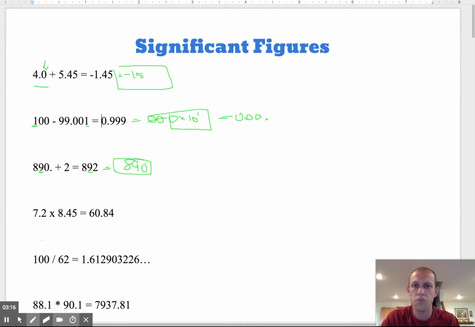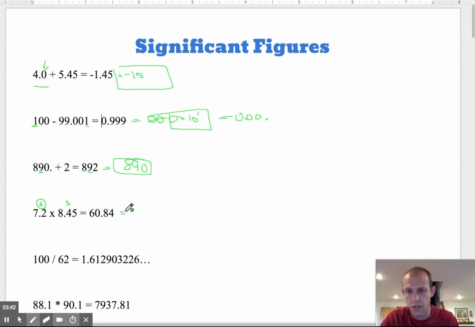You go to the least precise place value. Now, for the second type, multiplication and division, you count the number of sig figs, and that's how many sig figs your answer is going to have. I think this one's easier. So for example, here I have 2 sig figs. Here I have 3 sig figs. This is the one that has less sig figs, so my answer has to have that many.